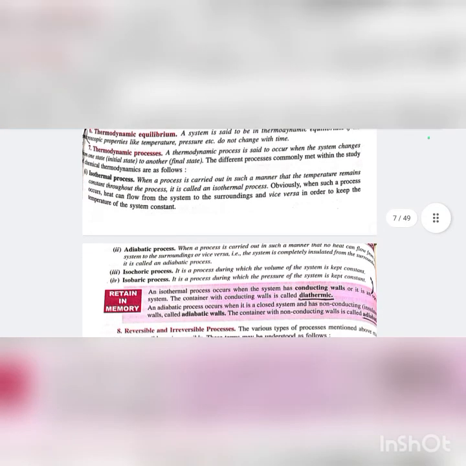First, isothermal process. When a process is carried out in such a manner that the temperature remains constant throughout the process, it is called an isothermal process. Obviously, when such a process occurs, heat can flow from the system to the surroundings and vice versa in order to keep the temperature of the system constant.